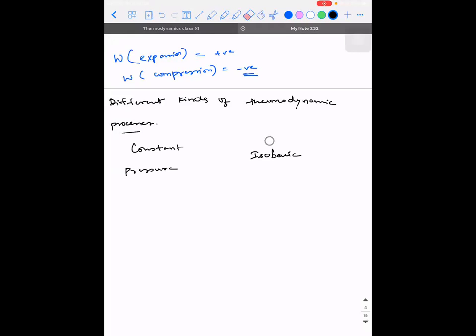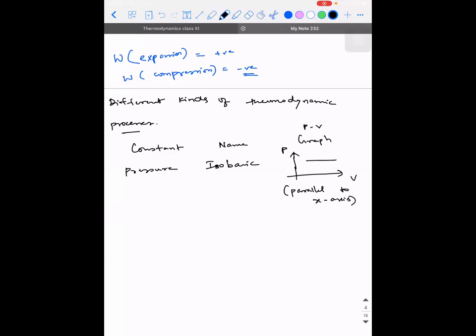I'll show you how the graph will be. Name and PV graph. Pressure is constant, we call it isobaric. The graph will be like this. Okay, this might be misleading. Wait a minute. It need not start at the origin. It can be like this, parallel to the x-axis.